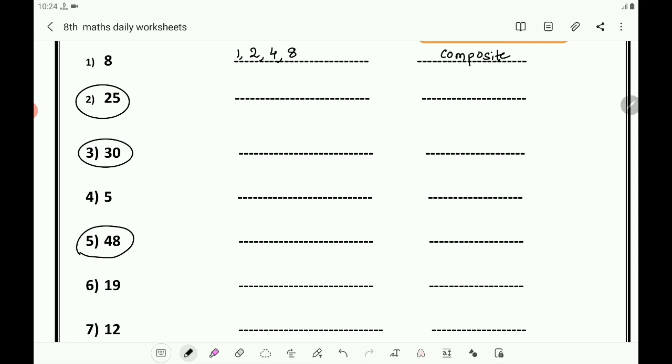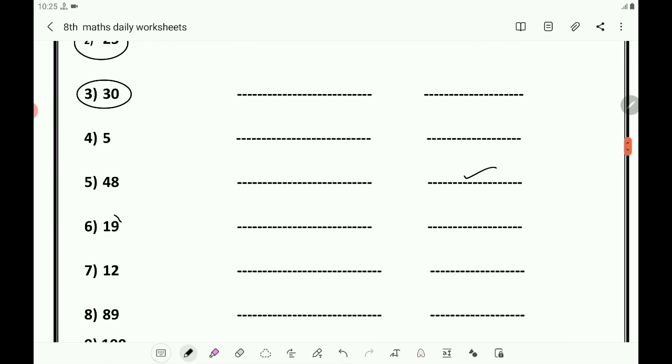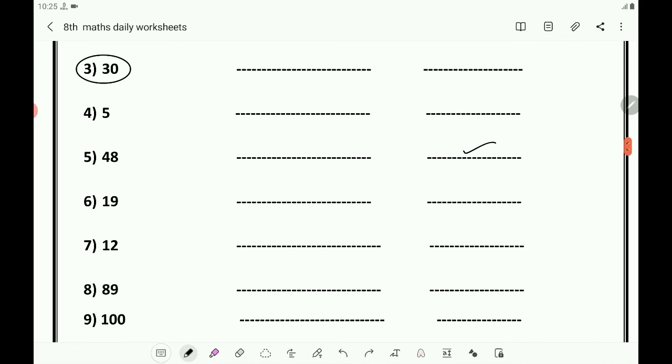Then 48. 48 is divisible by 1, 2, 3, 4, 6, 8, 12, 16, 24 and 48. Write all the factors of 48 and give the conclusion whether it is composite or prime. Then 19. What are the factors of 19? You write. 19 is divisible by only 1 and that number. 12. What are the factors of 12? You know that it is divisible by 1, 2, 3, 4, 6, 12.